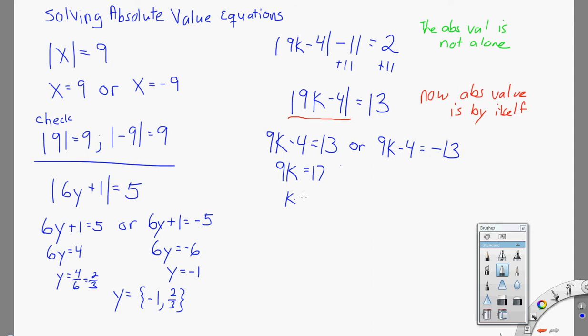So we have a little bit of solving to do. 9k equals 17, k equals 17 over 9, which cannot be reduced. Right here, 9k equals negative 9. k equals negative 1. You can go ahead and check that, and both of those are, in fact, part of the solution.